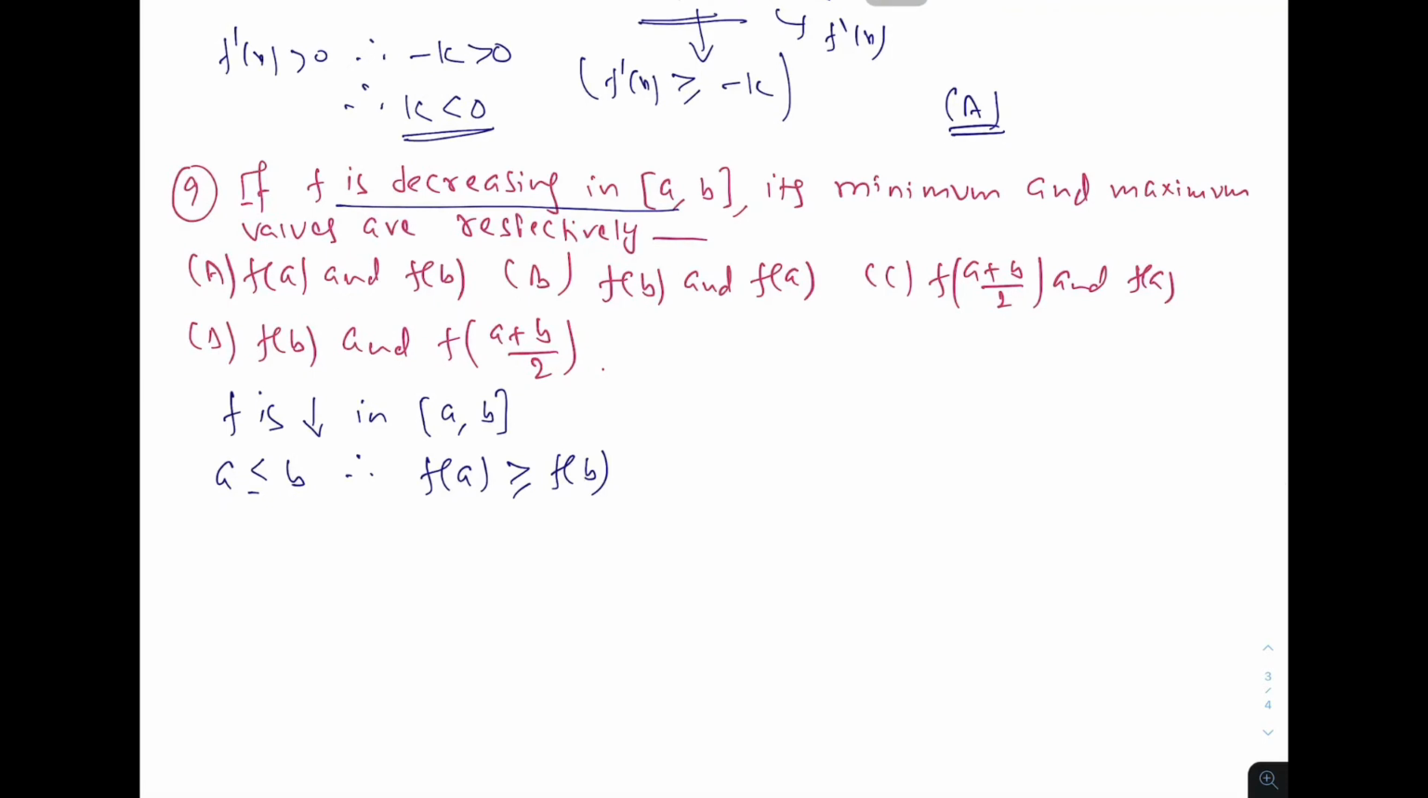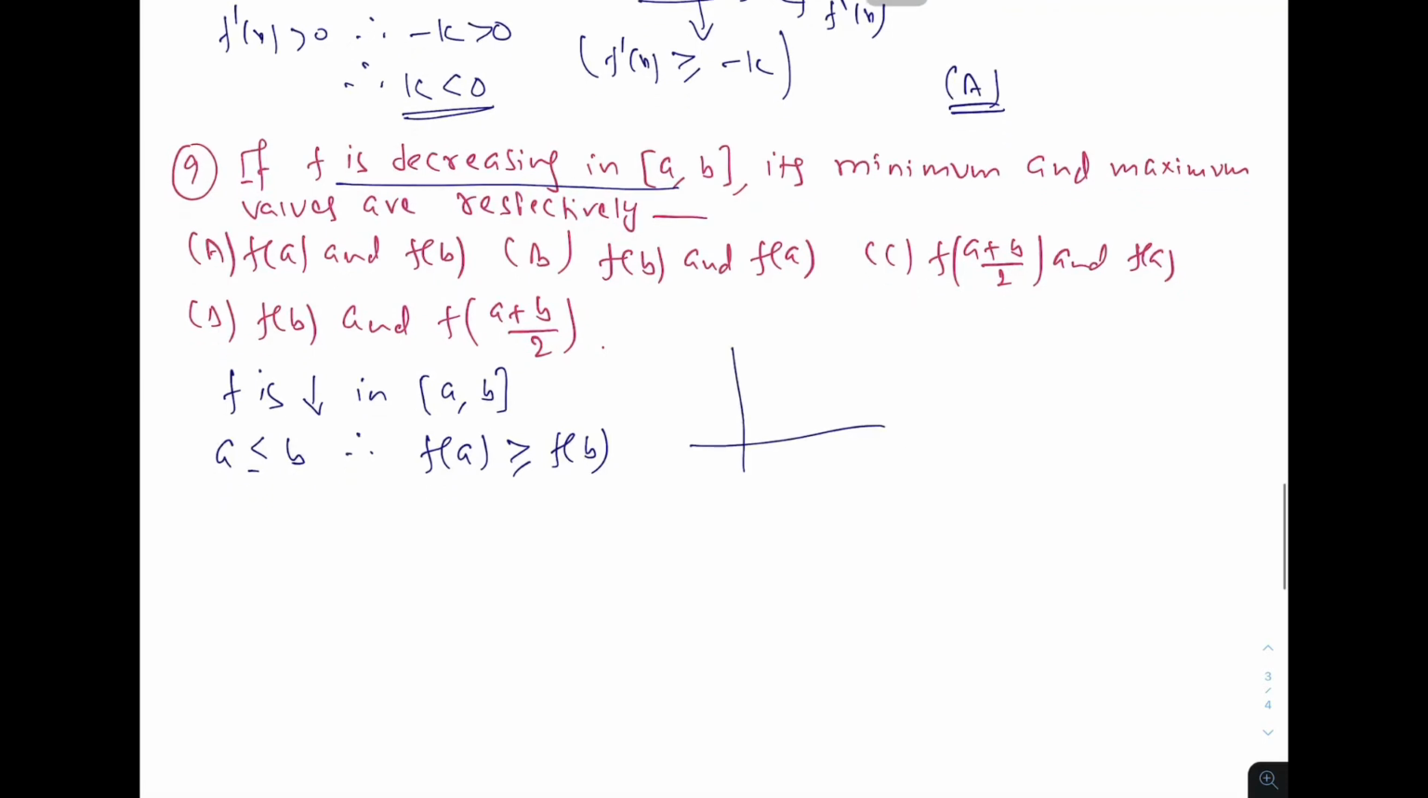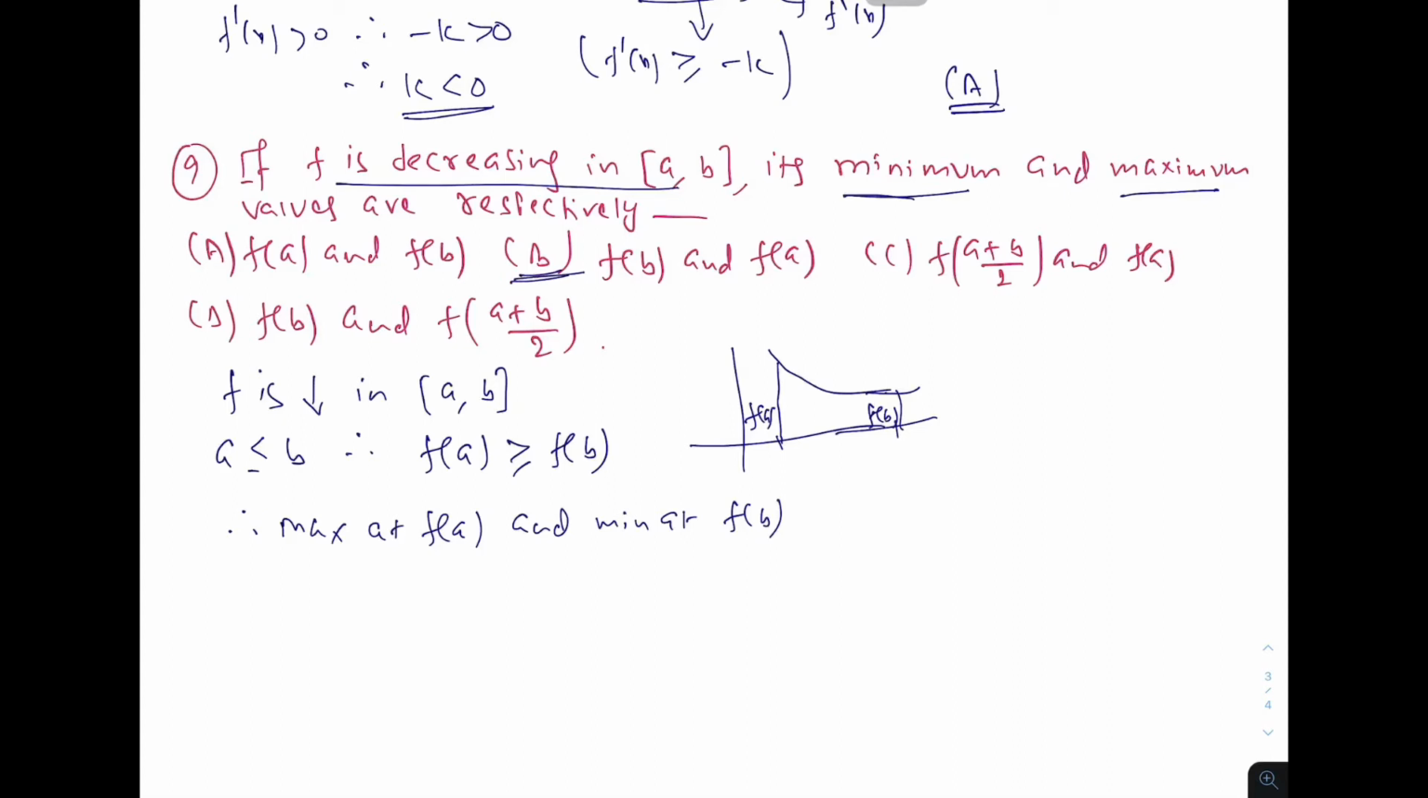So that means the graph should be like this. Suppose if we want to draw the graph, then the function should be decreasing. So it's like this. This is f a and this is say f b. So maximum value you will get at f a and minimum at f b. But here you take care: minimum first and maximum next. So minimum at f b and maximum at f a, so that care must be taken. So the answer is option B. First ask minimum and then the maximum. So minimum is f b and maximum at f a. Okay, next let us see.